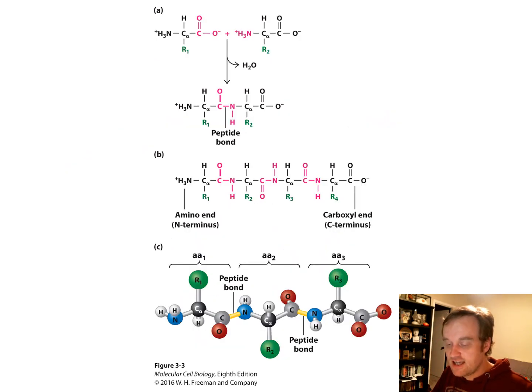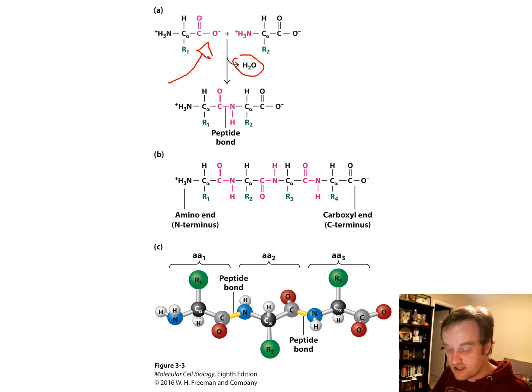So just a reminder from last chapter, a protein is just a long chain of these amino acids. And these amino acids become linked through this dehydration reaction, which links a free amino end on the N-terminus to a free carboxyl end on the C-terminus.